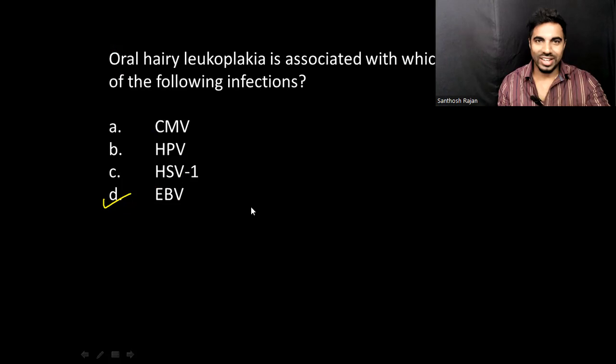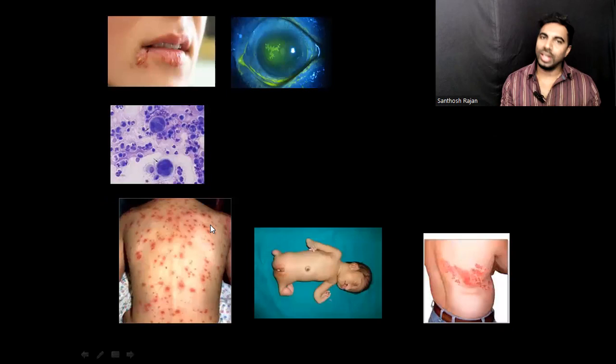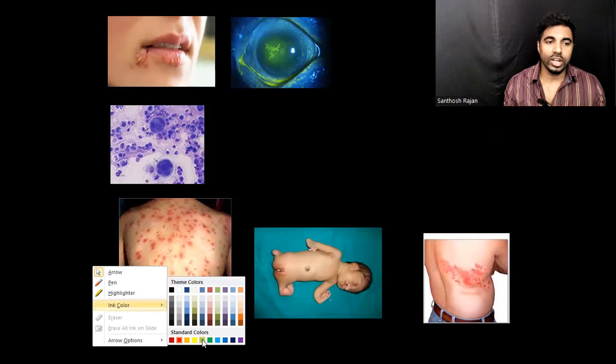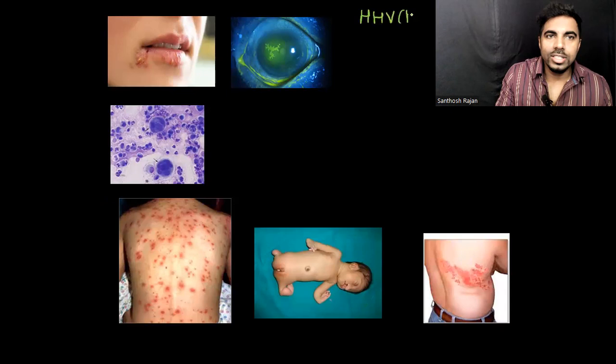Now, we are talking about Epstein-Barr virus, which is a type of herpes virus only, right? So now we have to know a few of the HHV things, which are important. HHV is human herpes virus. In human herpes virus, we have different types: HHV1 and HHV2. You're going to answer me now.